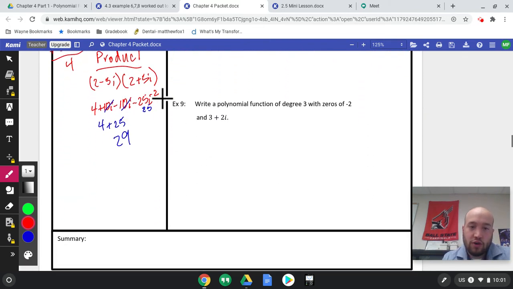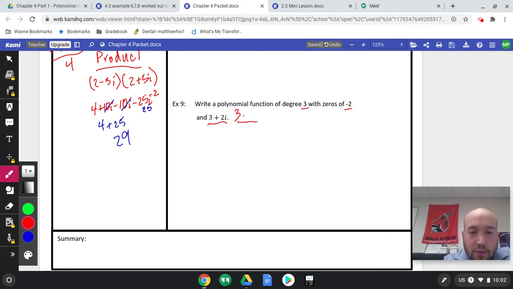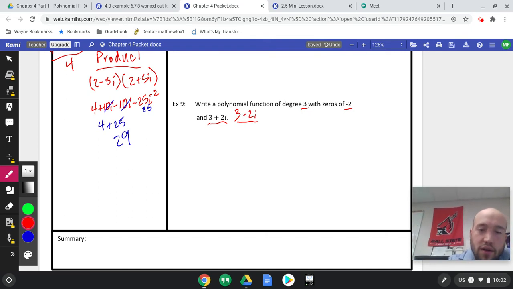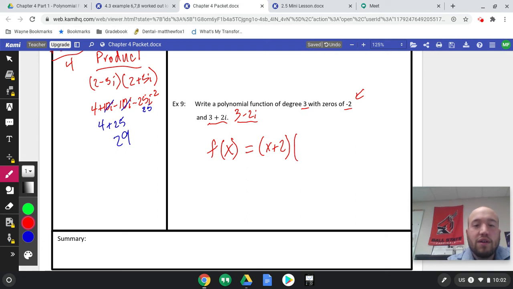So one more I want to do here. First thing, we know once again it's degree 3. We have a negative 2. We also have 3 plus 2i, which means our conjugate of that is 3 minus 2i. So now, the easy part, f of x will equal, we have right here the negative 2, so it'll be x plus 2. And then we know we're going to find something else using our sum and our product to find what else will go there.